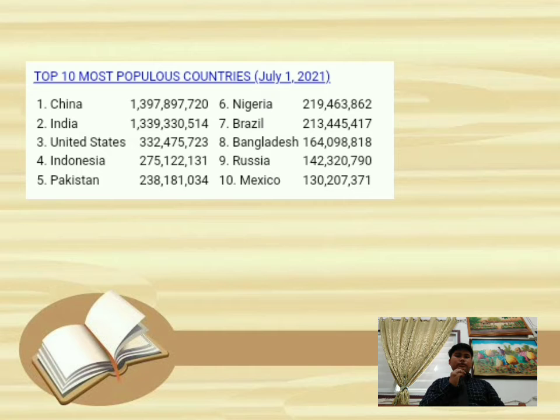238,181,034 populations. Number 6 is Nigeria with 219,463,862 populations. Number 7 is Brazil with 213,445,417 populations. Number 8 is Bangladesh with 164,098,818 populations. Number 9 is Russia with 142,320,790 populations. And lastly, number 10 is Mexico with 130,207,371 populations. This information is according to US Census.